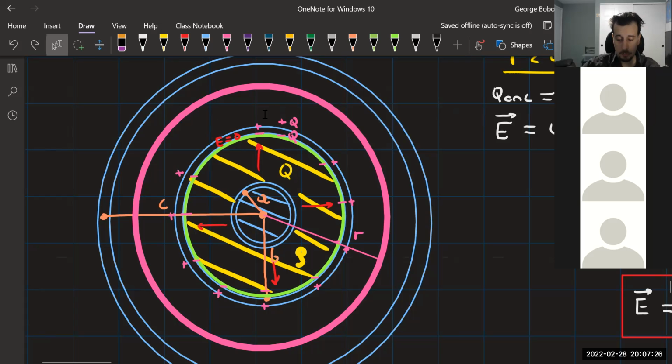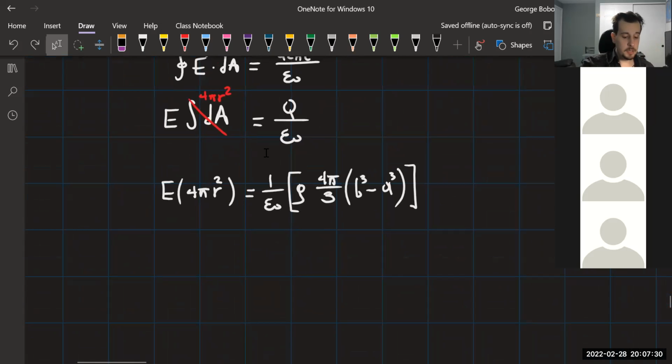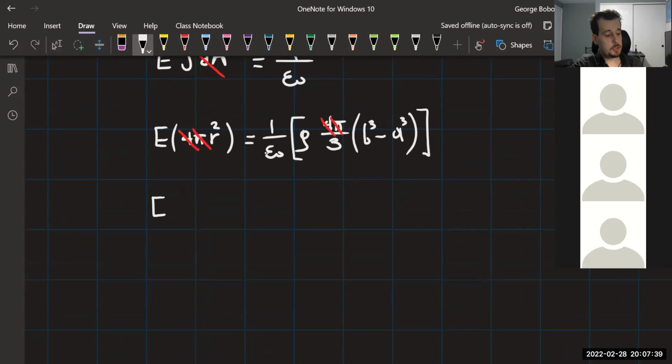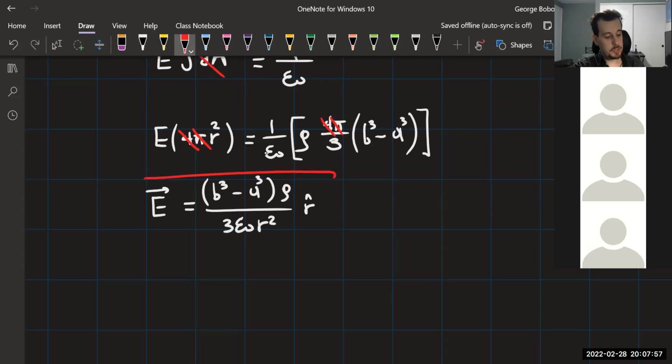So, of course, you include only the Q. We know what the Q is. We've put it in. You can see some cancellation that takes place right there and right there. So what remains here is a 1 over r squared dependency, which is what you expect. And you've got here, let's write it all down, (b cubed minus a cubed) rho over 3 epsilon naught r squared. And the direction is radially outwards. That is the result in between.